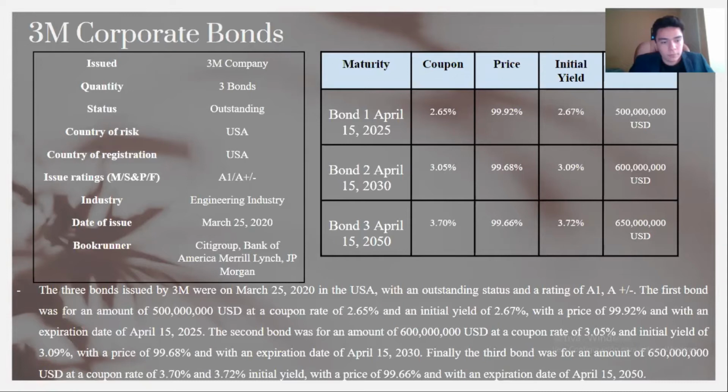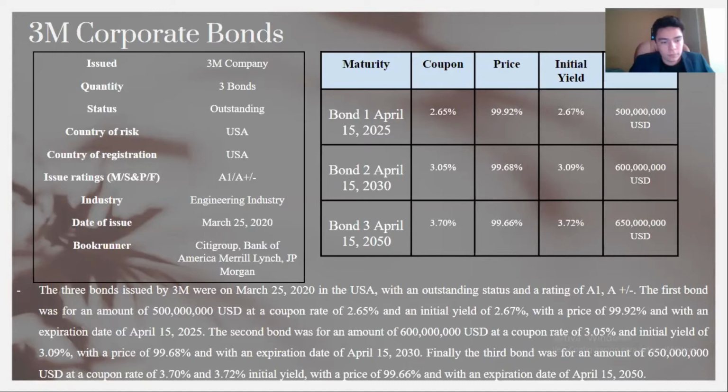The second bond was for an amount of 600 million at a coupon rate of 3.05%, an initial yield of 3.09%, with a price of 99.68% and with an expiration date of April 15, 2030.